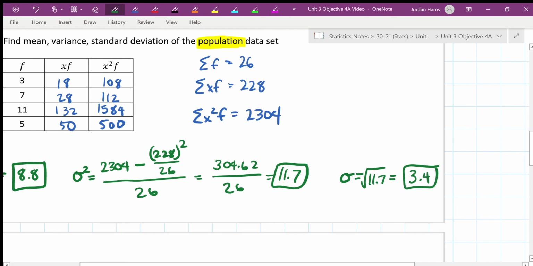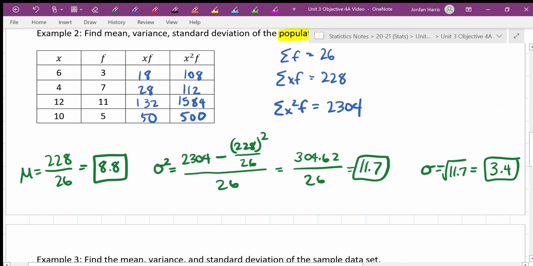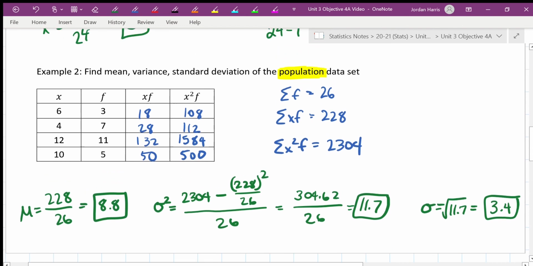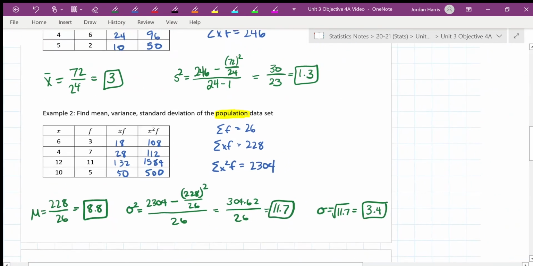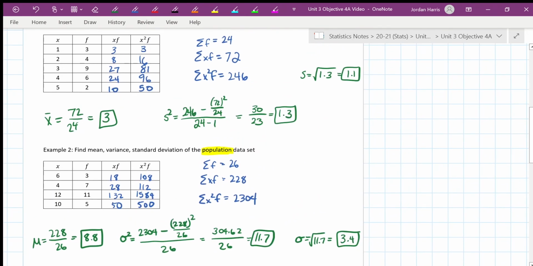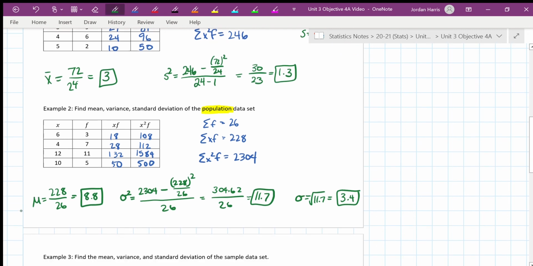Okay, make sure you're using the correct variables. Sigma is population standard deviation, sigma squared is population variance, mu is population mean. You might be able to start recognizing right here, if you look at the population versus the sample, population is using Greek letters, sample is using our normal letters, X bar and S, right? This is mu and sigma.